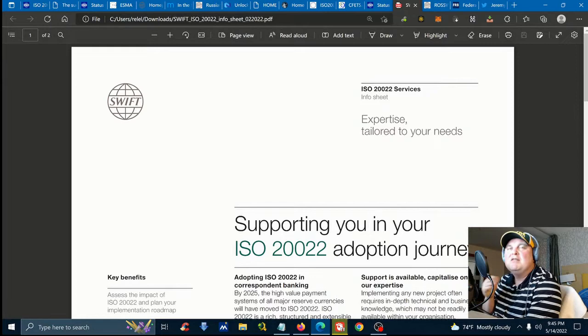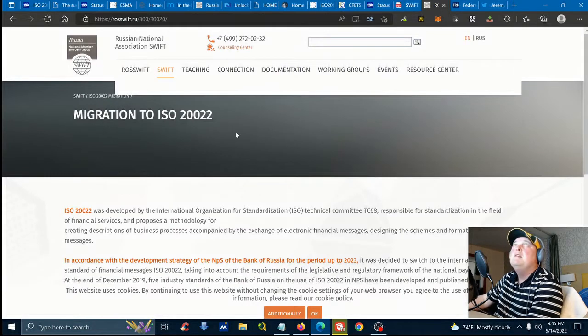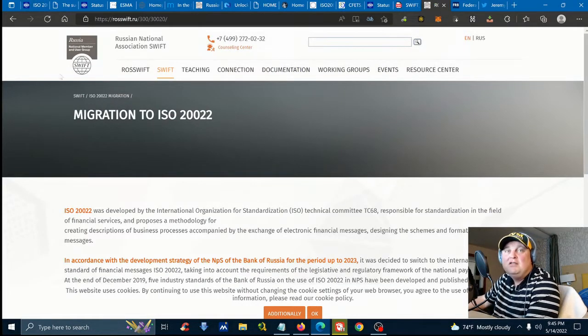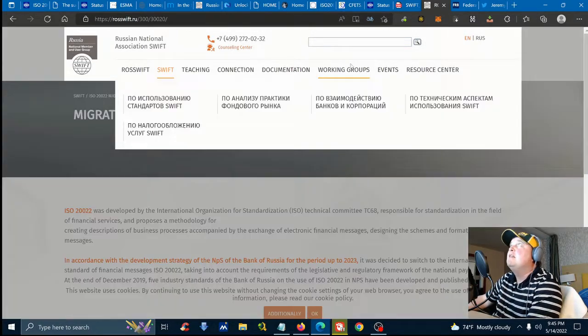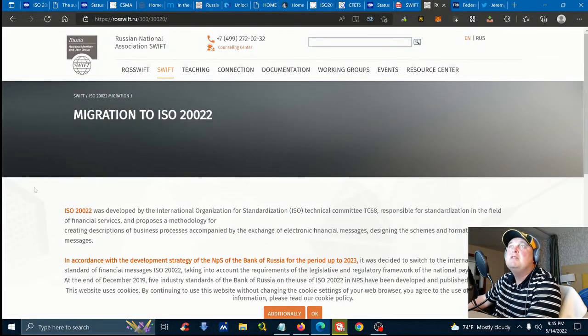Now, just to give you a second source to show you the implementation dates, let's take a look at something else. Back here on the Russian Swift website that I showed you before, I snooped around a little bit. I typed in ISO 20022 to see if it would pull anything up. Sure enough, it did. Migration to ISO 20022 on the Russian Swift website. Now, keep in mind, they're telling you in mainstream media that Russia is being cut out of everything. Keep that in mind.